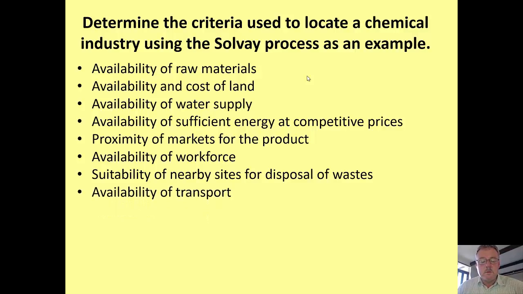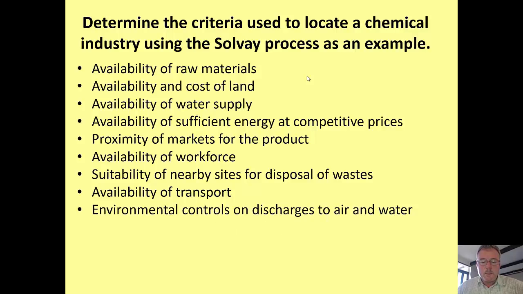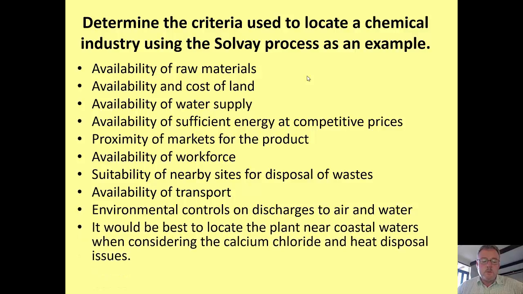But you need water, so there's a sort of a toss-up between being near water, being near places where you could bury it. You need transport, train links, railways, road links. You need to be able to control your discharges of carbon dioxide and hopefully not ammonia, but water, your heating water, cooling water, sorry. So it would be best to locate your plants near the coast when considering this heat disposal and calcium chloride issues.